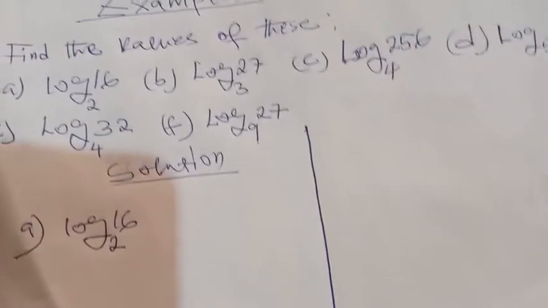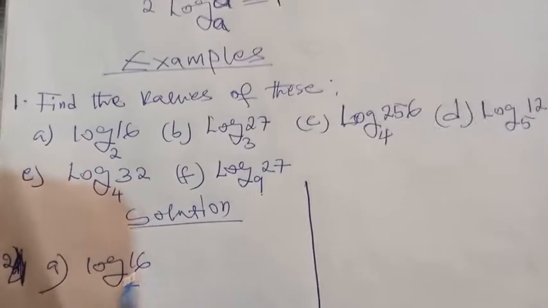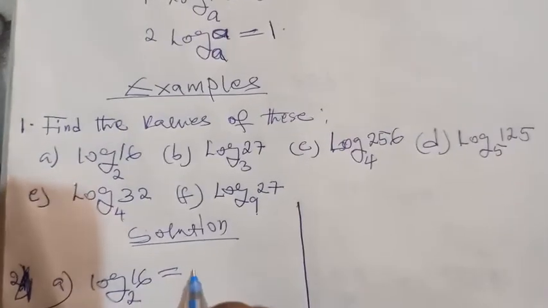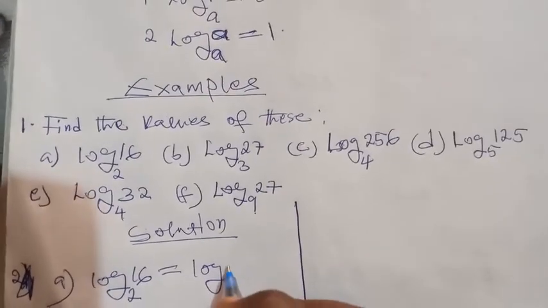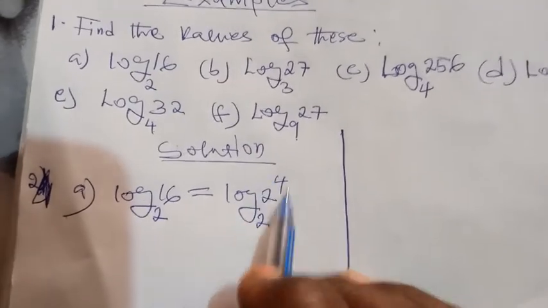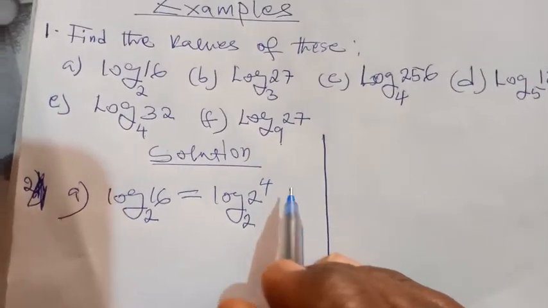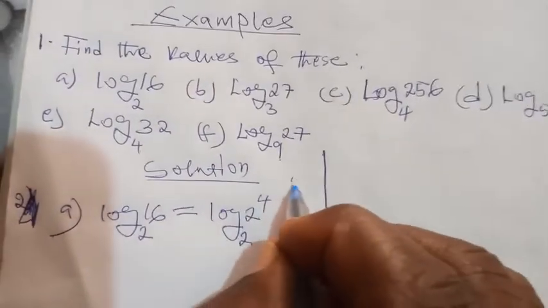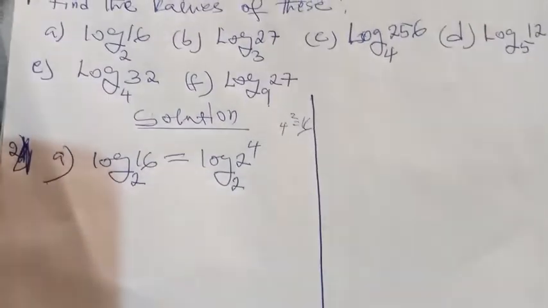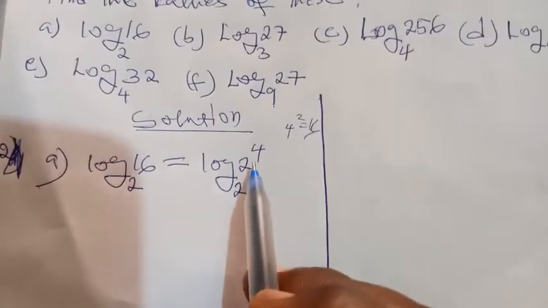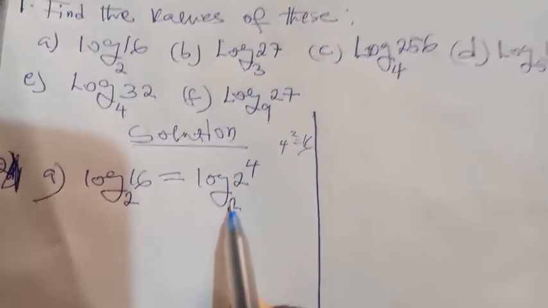But I don't want you to solve it this way. I want you to express 16 first as an indexed number, so it can be written as log 2 raised to power 4 base 2. This is what I expect from you. You write 16 as an indexed number. Of course, 16 can also be written as 4 raised to power 2, which is equal to 16, but I choose 2 raised to power 4, which is also equal to 16, because it will fit this base.